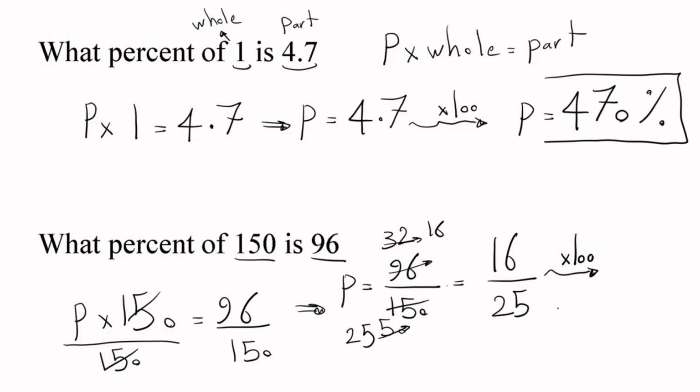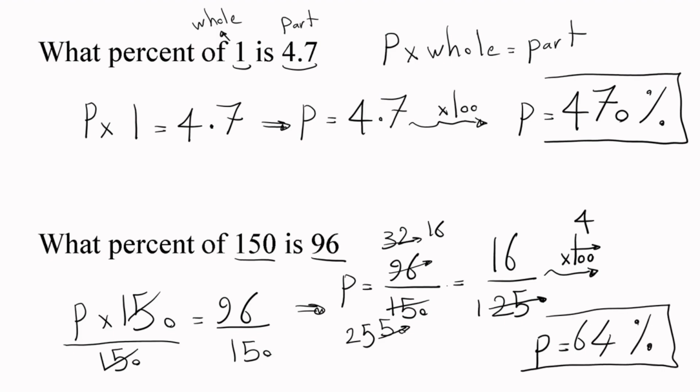If I multiply it, I can simplify it, right? Divide this one by 25, it is going to be 1. If I divide this one by 25, it's going to be 4. And finally, percentage will be equal to 64, and do not forget the percentage symbol.